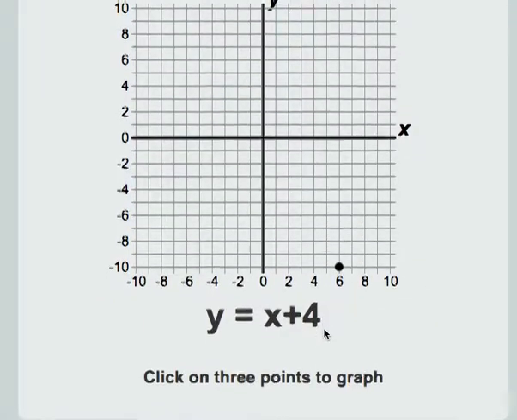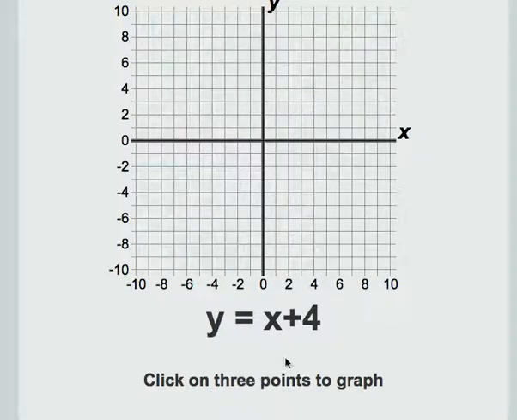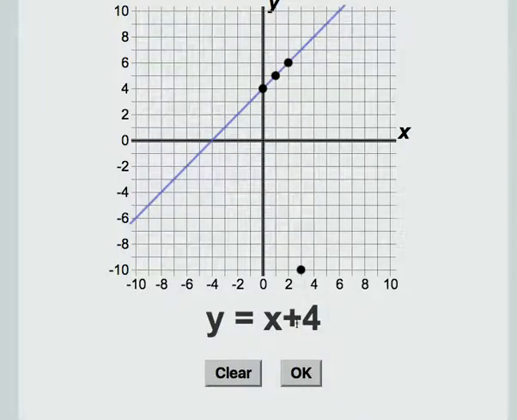With this one, we want to plot the points again, so 3 points. We know that the y-intercept is 4, so we put our first one at 4. We can see that the gradient is equal to 1, so it needs to rise 1 and run 1. It's going to give me that spot. Let's do the other one. Rise 1, run 1. That's going to give me that spot.